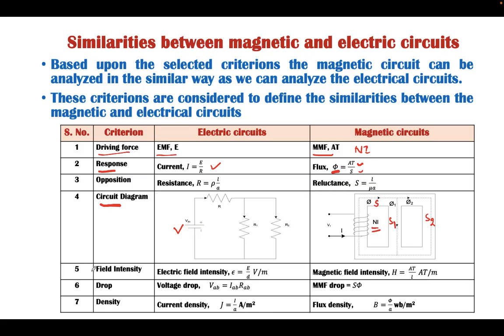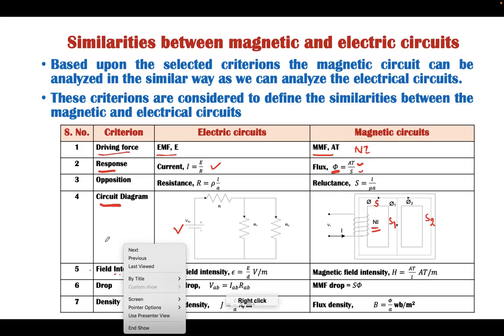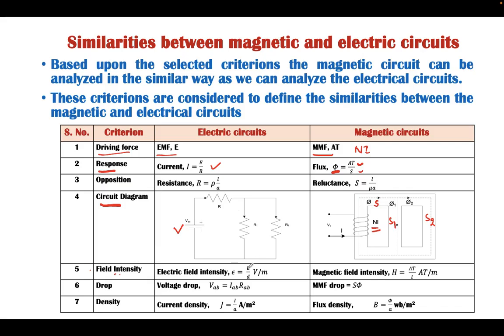Now, another is field intensity. In electrical system, the field intensity is given by volt per meter, whereas in magnetic circuit, the field intensity is given by ampere turns per meter, and ampere turns depends upon the number of turns and the current in the circuit.